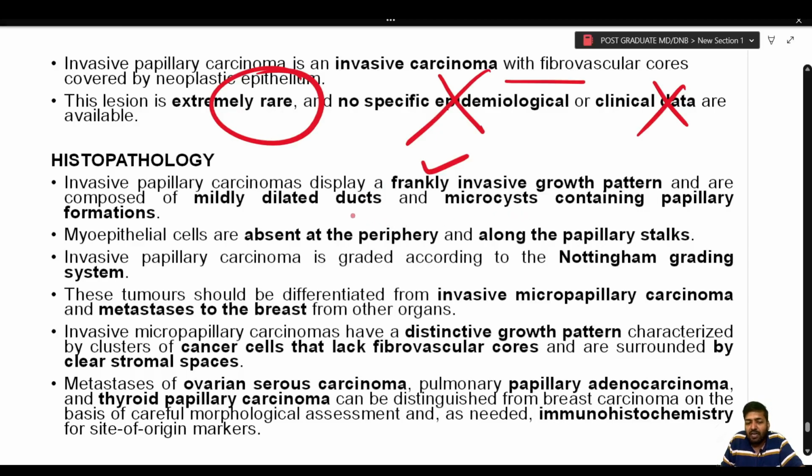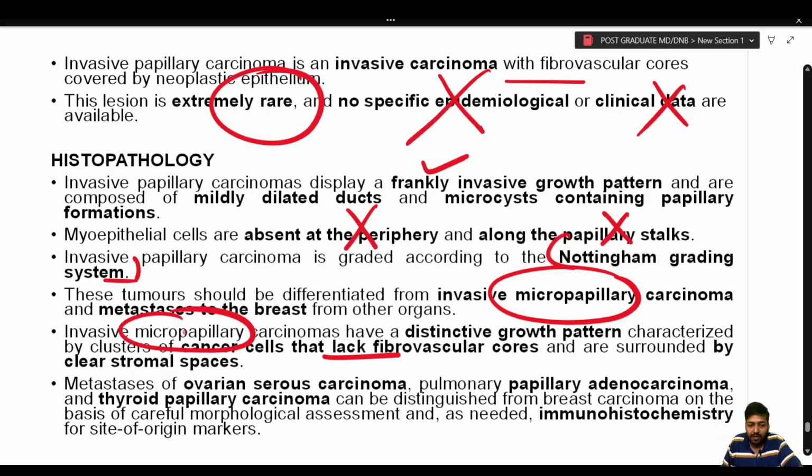Myoepithelial cells, as expected, will be absent in the periphery as well as from the lesion. Now they are graded according to the Nottingham grading system. So I hope you remember, okay, what is that system of grading? These tumors should be differentiated from invasive micropapillary carcinoma and metastasis to the breast. Invasive micropapillary carcinomas have a distinctive growth pattern characterized by clusters of cancer cells that lack fibrovascular core. So this is about the micropapillary variety, okay, and surrounded by clear stromal spaces.